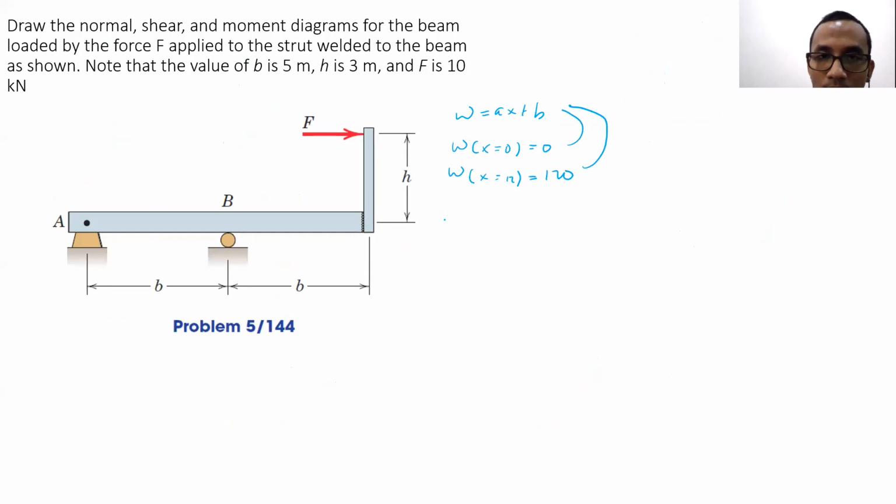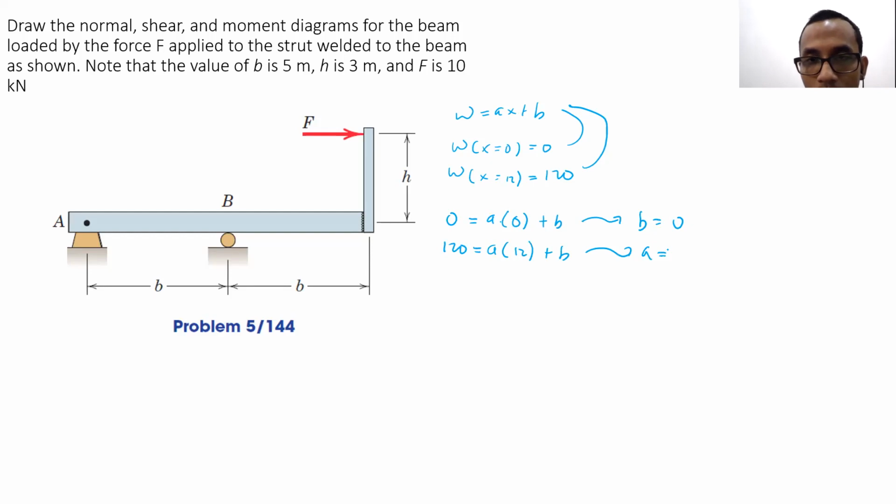So the first equation is 0 is equal to A multiplied by 0 plus B. And the second one will be 120 equal to A multiplied by 12 plus B. So in this case, B is equal to 0, and then if B is equal to 0, then A will be equal to 10.